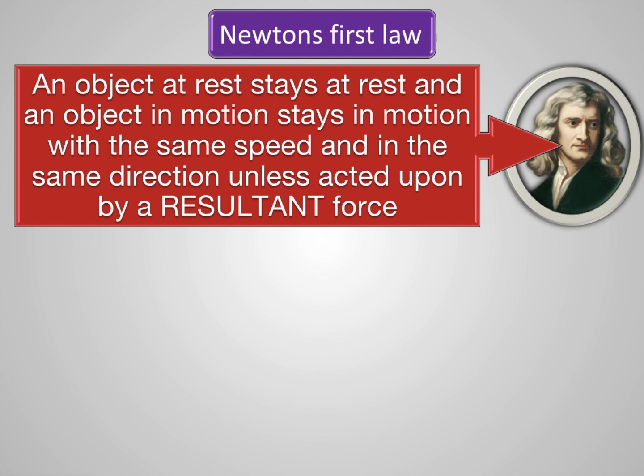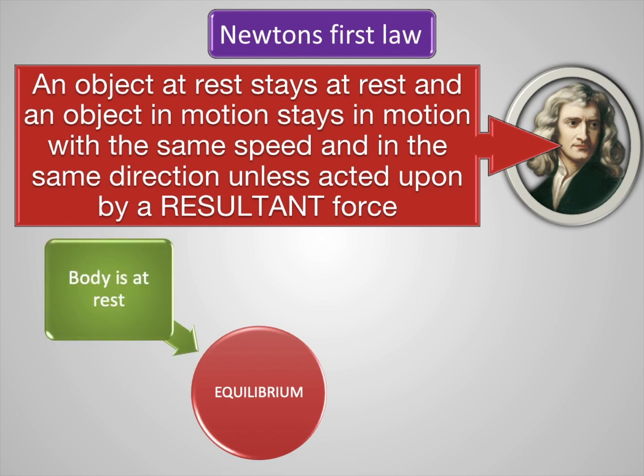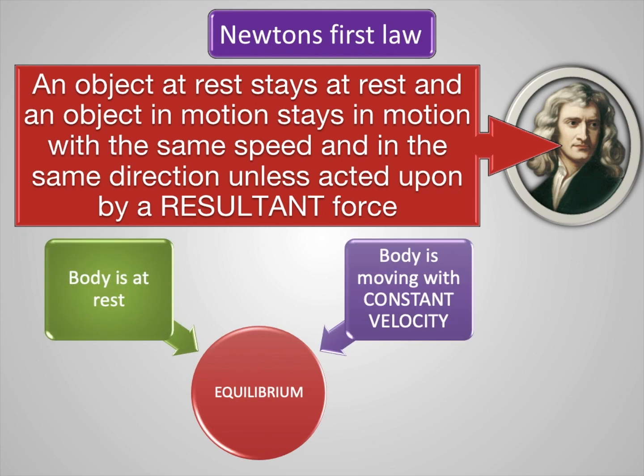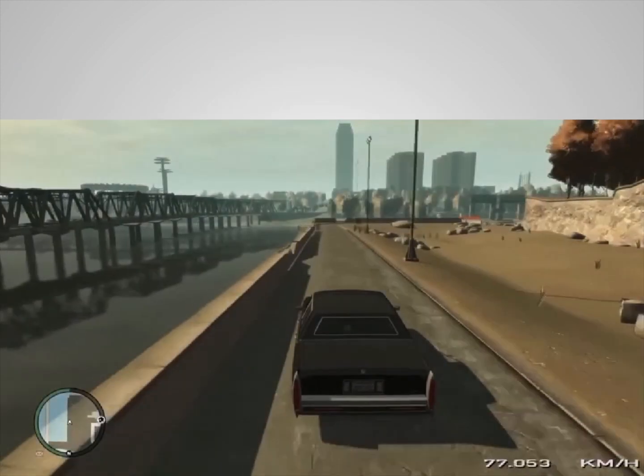a resultant force. Basically, Newton's first law deals with situations called equilibrium. Equilibrium has two possibilities, a body at rest or a body moving at constant velocity. Both these cases are called equilibrium. Let's see one example how Newton's first law is used in explanation questions.